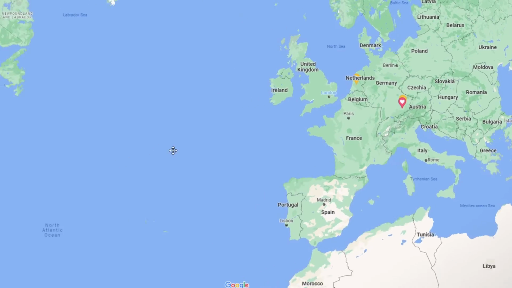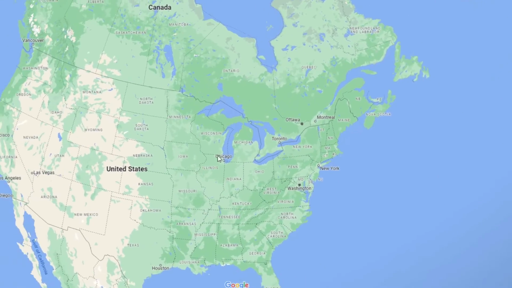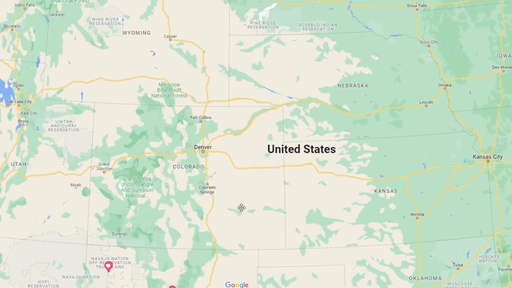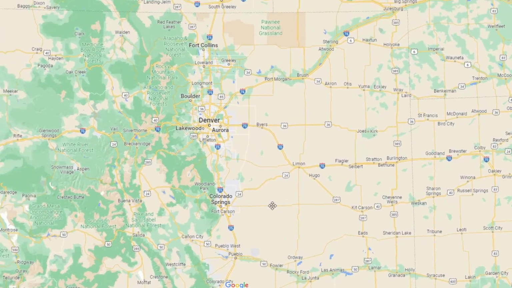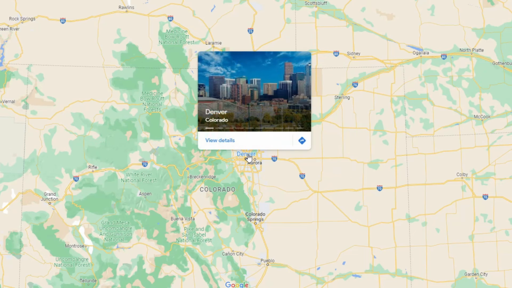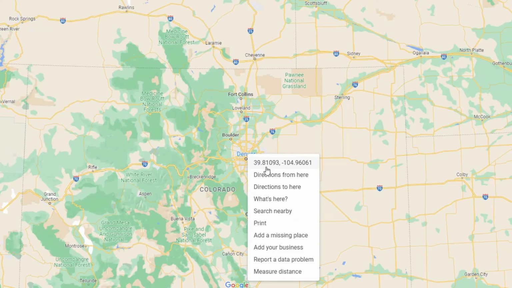Now, let's look at our example. We're going to go to the US. We're going to look for Denver. All right, so Denver is right here. I want to know what the coordinates are for the city of Denver. Right click, 39, which is 39 going to the north from the 0 line equator, and then going to the left or to the west, 104 degrees.